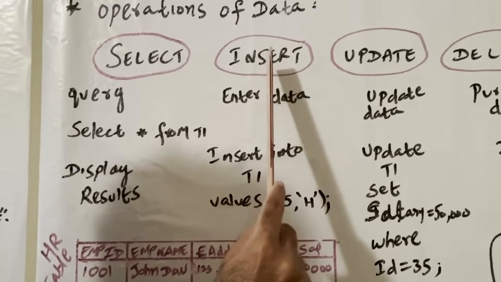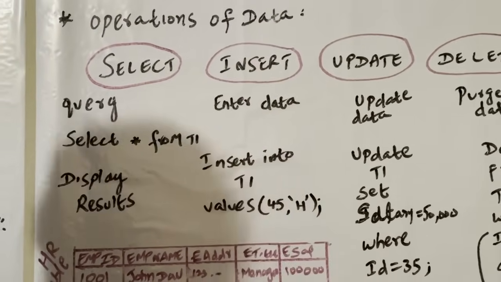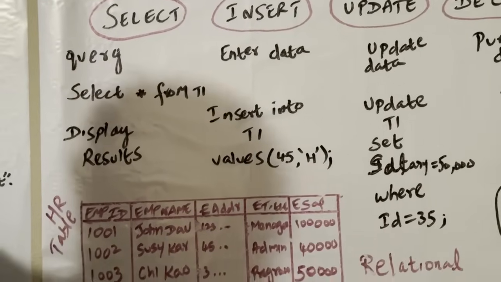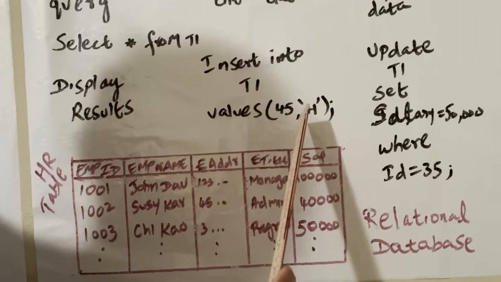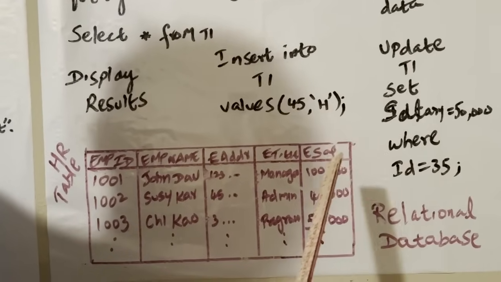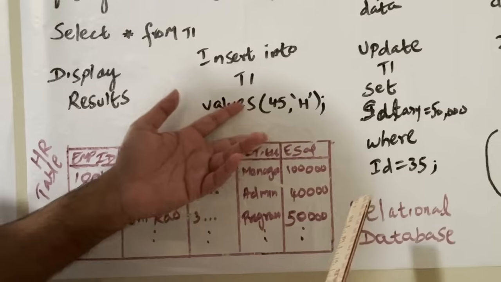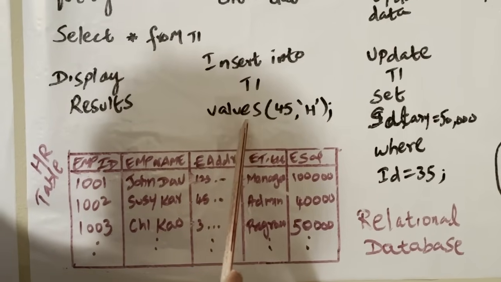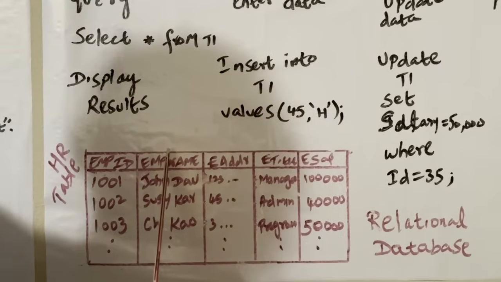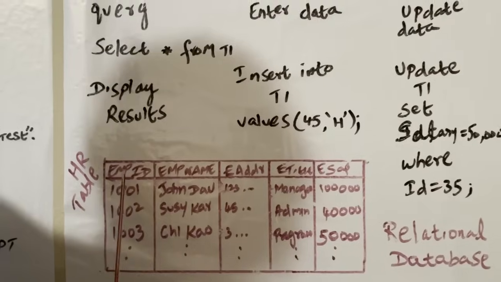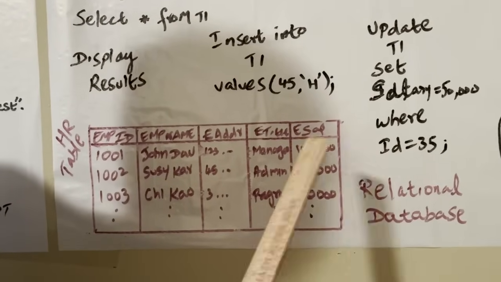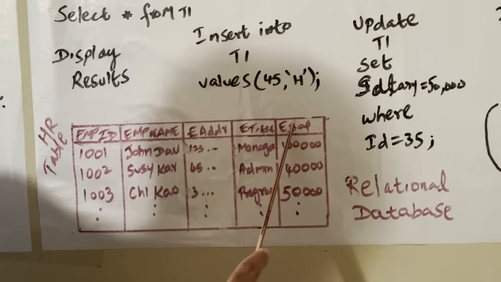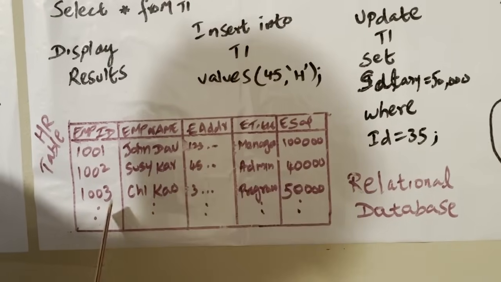Next, you want to insert data. There are 3 rows, right? I want to insert more rows. So I'll say insert into T1 values of 45H. I'm just giving a basic example. We can put a query where employee name equal to, or where employee ID equal to 1001. Let's say the manager got a raise, so I have to update the salary, right? Or insert new records, you can insert here.